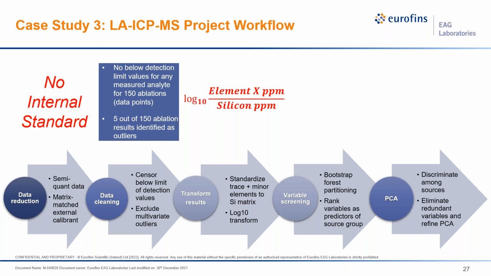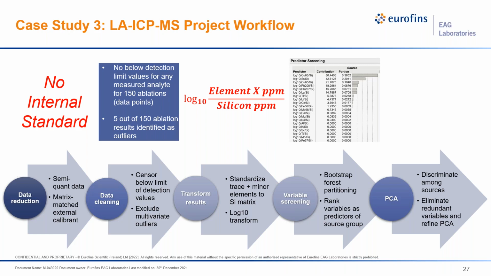We don't want to try to put 40 variables into a PCA. That's just too much going on. So I use the approach of bootstrap forest partitioning, or decision trees, in the software program JMP to rank variables as predictors of source group. What this does is give you a prediction of which variables will work well on their own or in combination to tell apart those 3 sources. So you specify, we have a categorical discrimination problem, which variables are useful for telling apart those 3 categories.